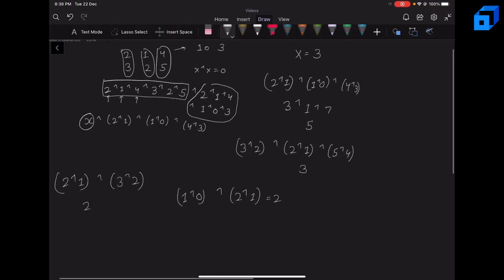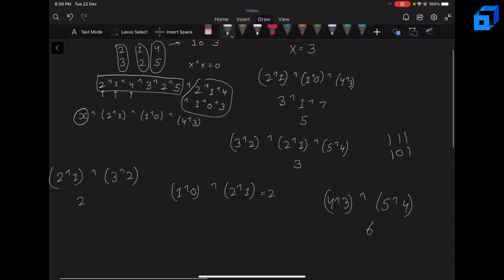Now if we consider 4, 5, so this will contribute 4 XOR 3 XOR 5 XOR 4. 4 XOR 3 is 7. 7 XOR 5 is, so 7 is 111 and 5 is 101. So 7 XOR 5 is 2 and 2 XOR 4 is 6. So this will be 6. Now to find the maximum value, these are the possible values we can XOR with: 2, 2, 6.